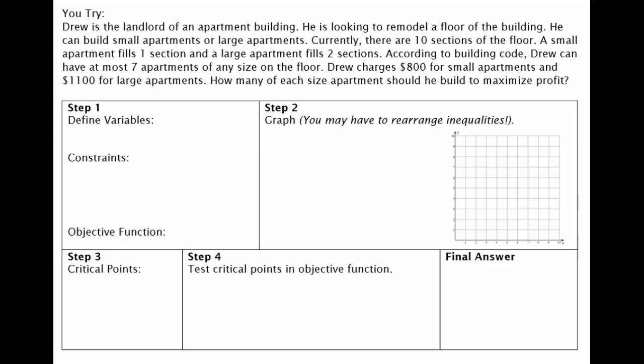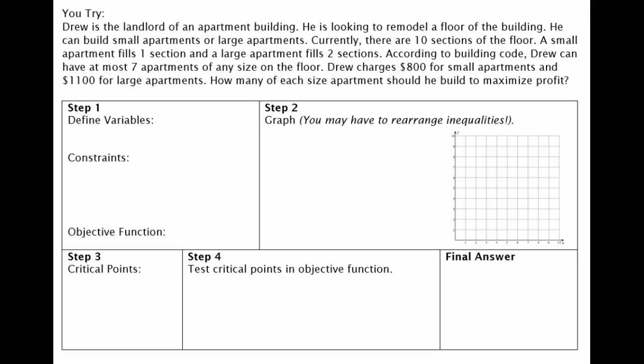In this problem, we're talking about Drew, who is the landlord of an apartment building, and he's looking to remodel one of the floors in his building. There's two types of apartments that he can build, small ones and large ones. And then it says there are currently 10 sections of the floor. A small apartment fills one section and a large apartment fills two sections. According to the building code, he can have at most 7 apartments of any size on the floor. He charges $800 for small apartments and $1,100 for large. How many of each size apartment should he build to maximize his profit?